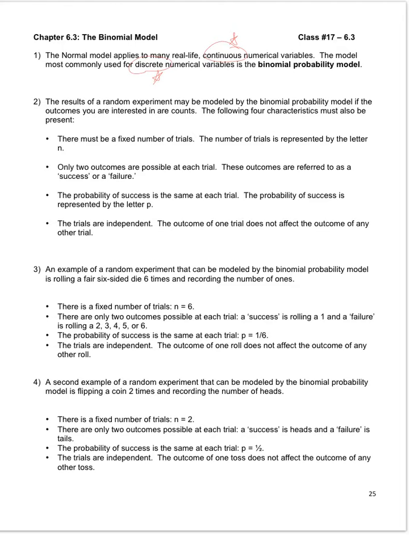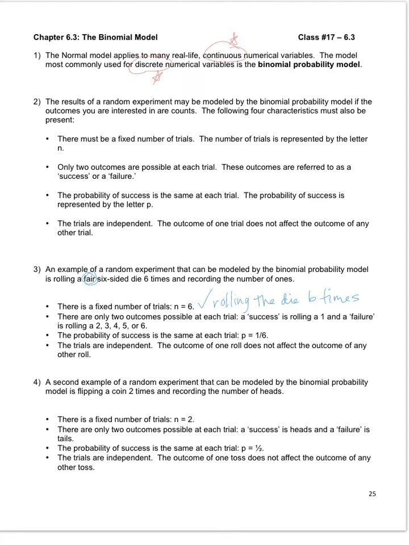So an example of a random experiment that can be modeled by the binomial probability model is rolling a fair, this is important, fair six-sided die 6 times and recording the number of ones. So our first requirement that there's a fixed number of trials has been met because we're rolling the die 6 times. We didn't specify that. We might not have a fixed number of times or trials.